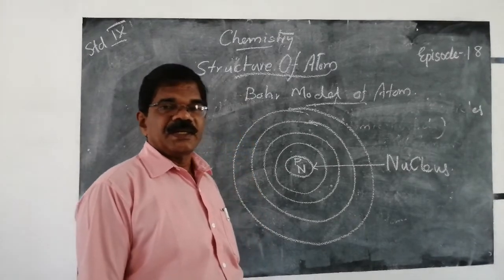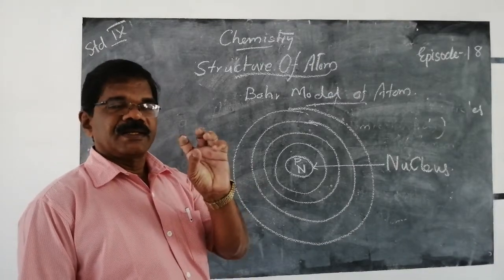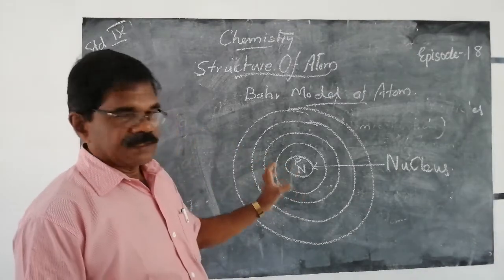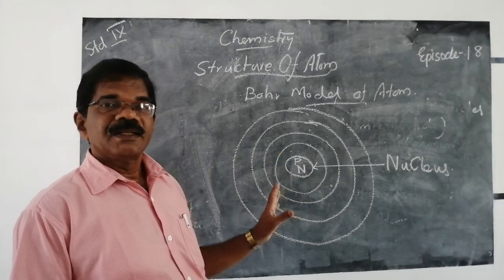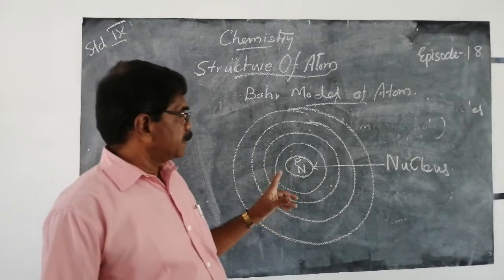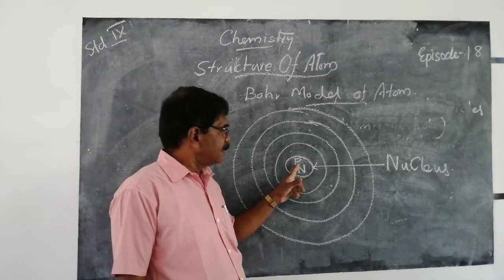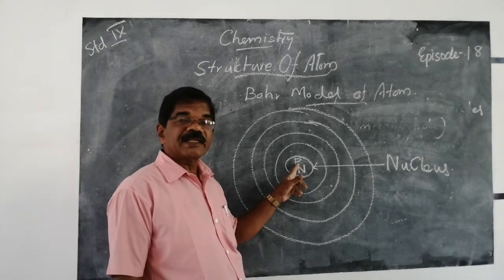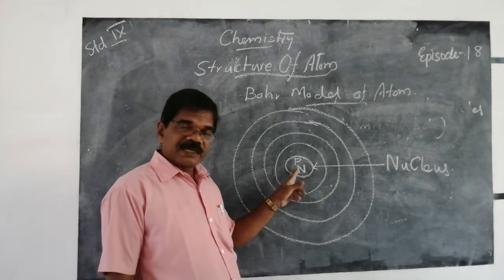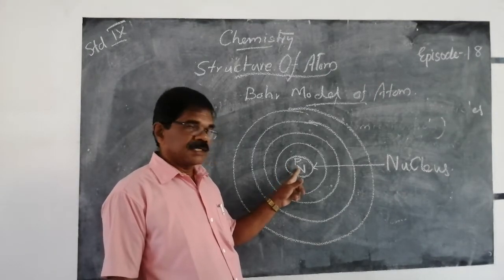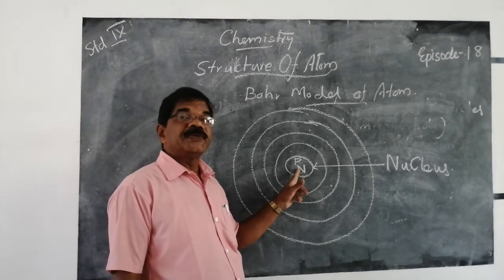They are not situated in an irregular way. There is a regular position for each particle. There is also the center of an atom, which is the nucleus. The nucleus contains two particles. What are they? Protons and neutrons. These particles, the protons and neutrons, are inside the nucleus. They are also called nucleons.